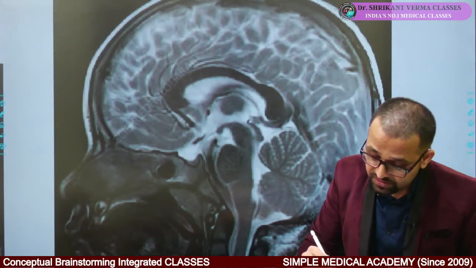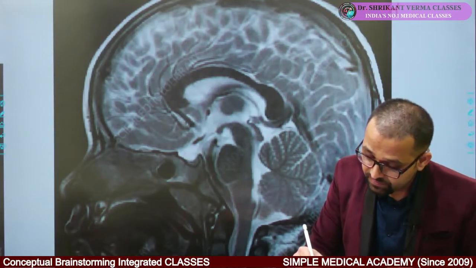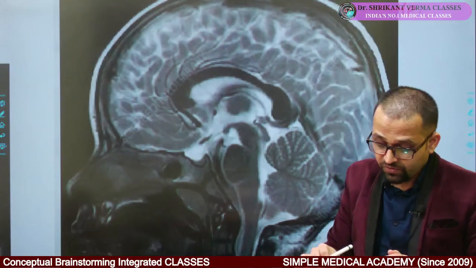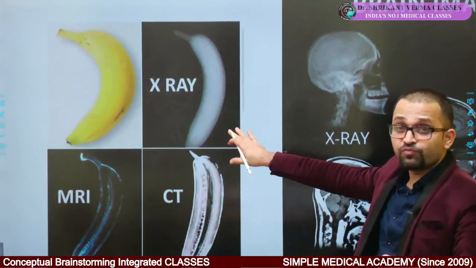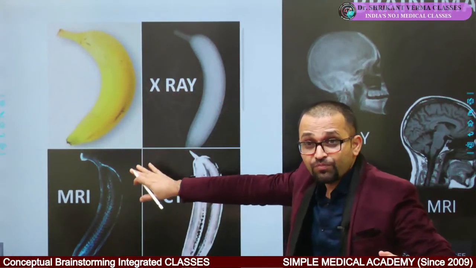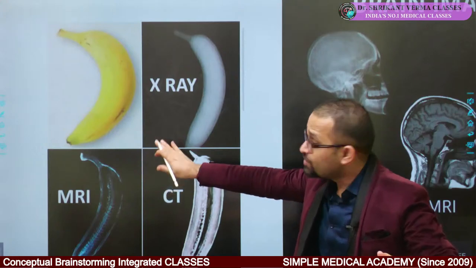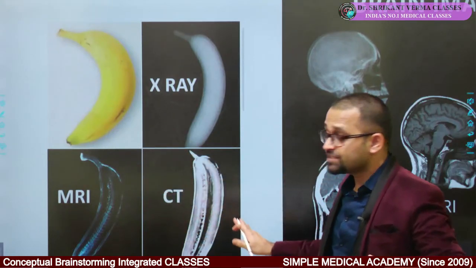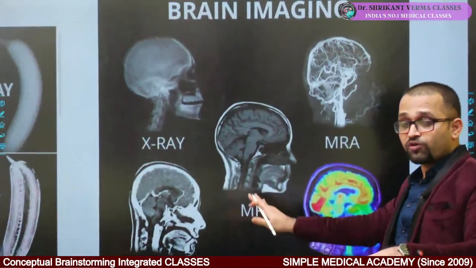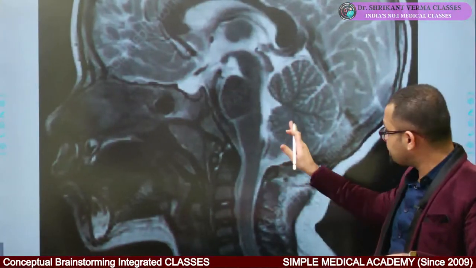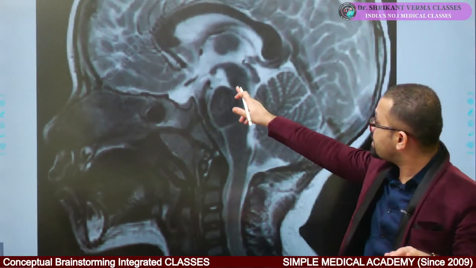Yes, sir. This is our scalp. When the detailed classes occur, I tell before the radiology the banana principle, one MEMS which is running in the WhatsApp. So we differentiate how the X-ray, MRI, CT. But this is a rapid revision class, so I'm not telling all the things. Hope you all are aware. This is the MRI, because ventricles are appearing white.